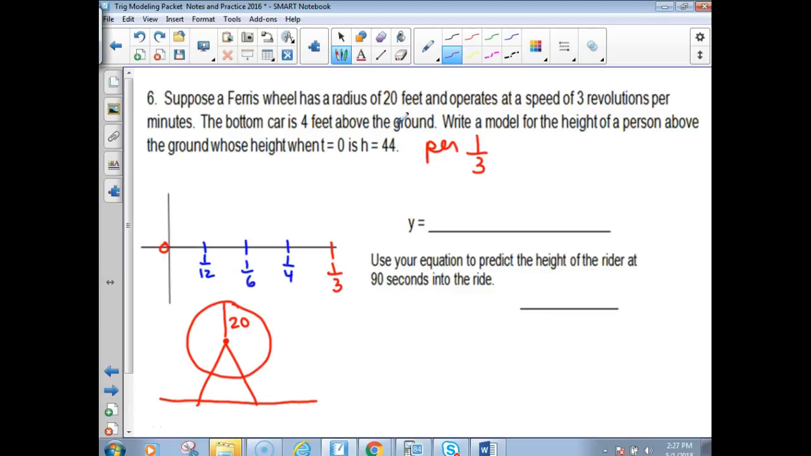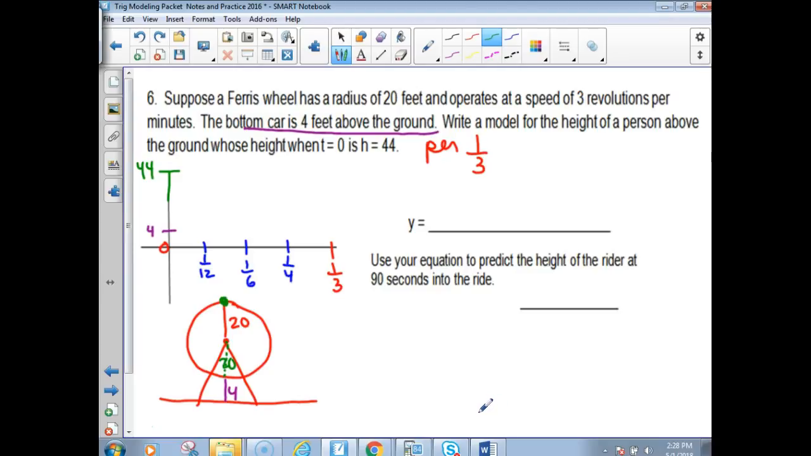It says the bottom car is 4 feet above the ground. Okay, so let's note that our bottom car, the lowest car, is 4 feet above the ground already. That's like right there, 4. So check this out. If you think about the picture here, maybe that'll help you with the ideas. This is also a radius. So how high above the ground are we in all when we're up here at the top? 44.